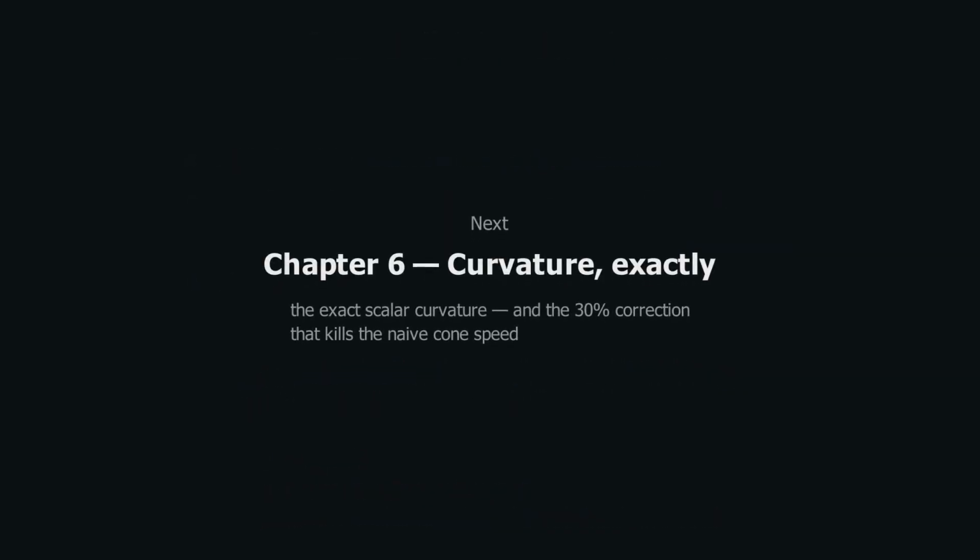Next time we stop describing that geometry and start measuring it, the exact scalar curvature in closed form, and the 30% correction that kills the naive cone speed. Chapter 6: Curvature, exactly.